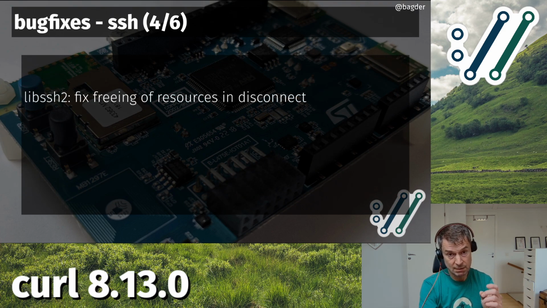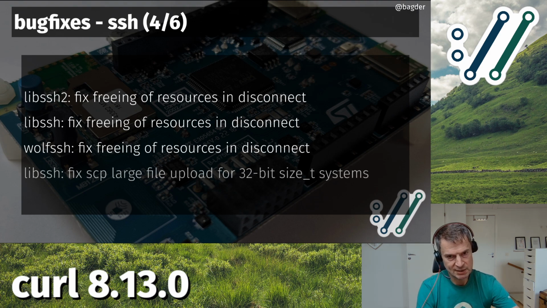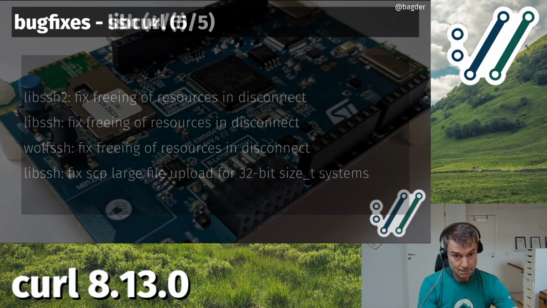SSH, we fixed a few memory leaks in disconnect. Actually, I think it's in error situations, when we disconnected because something went really wrong, and we had pretty much the same memory leak in all three different SSH backends and we fixed them. So now we should clean things up better in the SSH department. And we also fixed doing large file transfers with libssh on 32-bit systems because it was accidentally limited to just 32-bit file sizes. Not anymore.